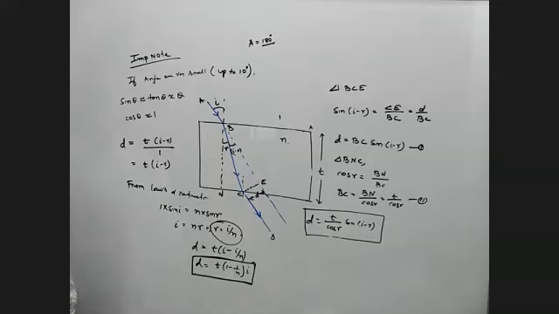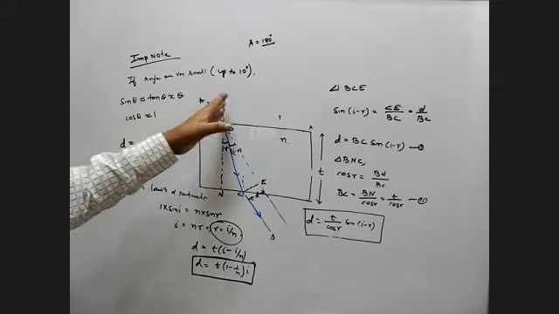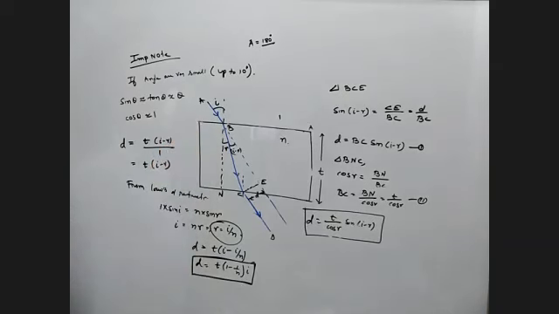Again, they can give you the refractive index and the incident angle. Suppose the incident angle is 4 degrees. They give you the refractive index and thickness, and you can easily find out the shift. Is it clear, everyone?